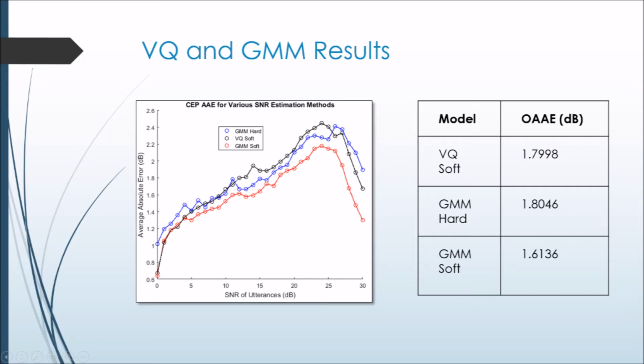The overall average absolute errors are shown in the table. These are the averages of the average absolute errors of the SNR estimation method. As you can see, VQ soft and GMM hard both have roughly 1.8 decibels in overall error, whereas the GMM soft method has about 1.6 decibels in overall error. All 3 methods could be used to estimate SNR within a reasonable amount of error, but the GMM soft method has less error than the other 2.